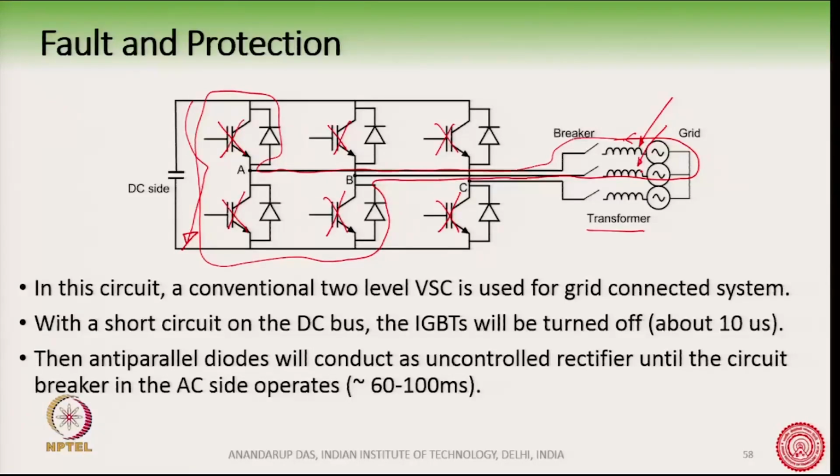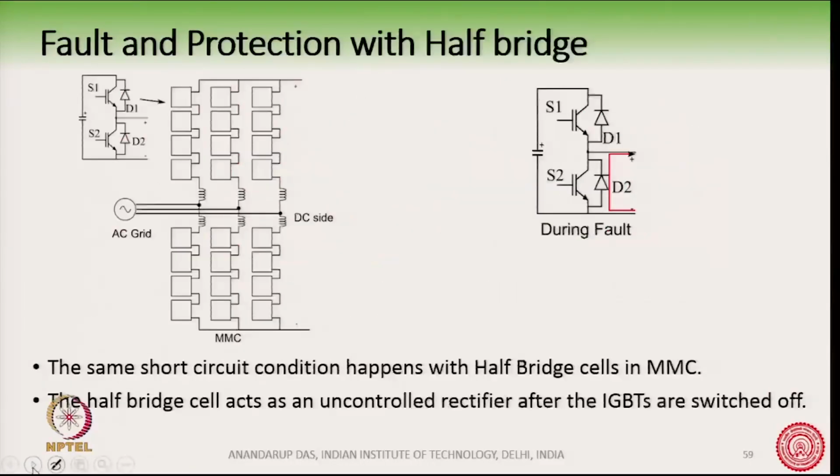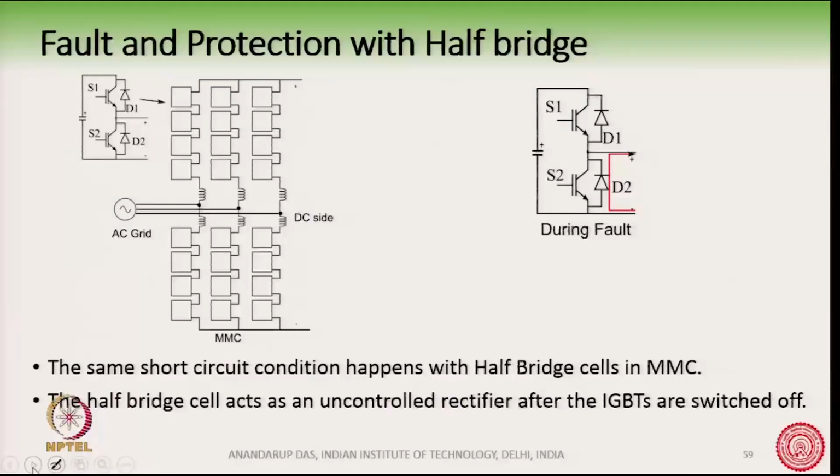Now, this was regarding the voltage source converter. Now, let us look into an MMC and see what happens in an MMC. As we have seen, we can have two versions of MMC, one is a half bridge and one is a full bridge. Let us start with the half bridge. So, here I have shown the MMC, many cells, and these are all made up of half bridges.